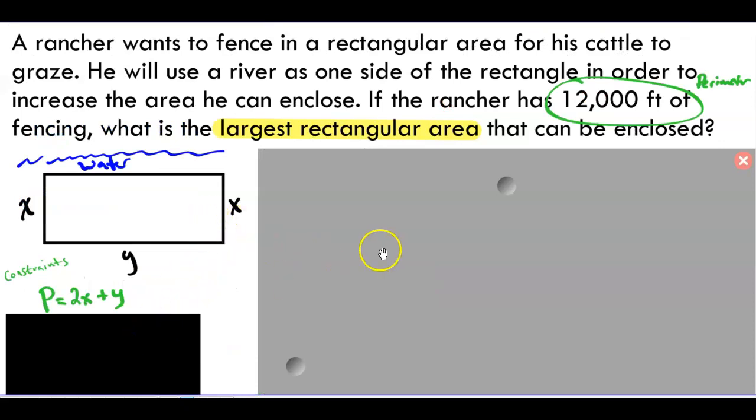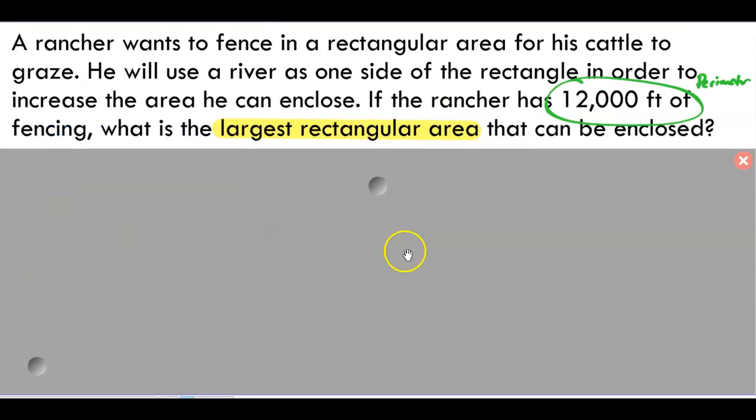Excuse me. Let's take a look at another one. So this is what your situation would look like. A rancher wants to fence in a rectangular area for his cattle to graze. He will use a river as one side of the rectangle in order to increase the area he can enclose. Well, because he's using the river, we're making the assumption that the cattle will never cross into the river, so that's protecting it. So he really only needs to fence 3 sides of the rectangle. If the rancher has 12,000 feet of fencing, what is the largest rectangular area that can be enclosed?